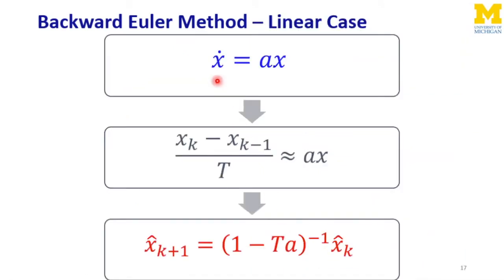Again, let's look at the x dot equals ax case. We replace x dot with the backward approximation, and using some algebra, we find that this system is the discrete time approximation of x dot equals ax using the backward Euler method. Now this looks slightly different from the forward Euler approximation. In the forward Euler approximation, we had 1 plus TA times the state, whereas in the backward Euler, we have 1 minus TA inverse times the state.